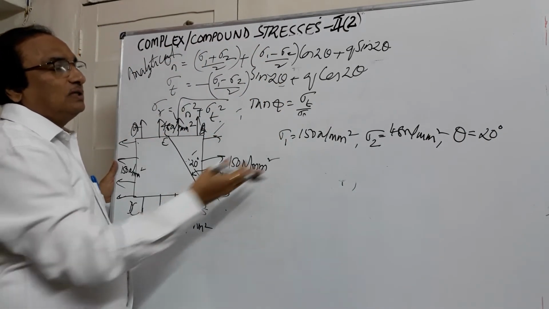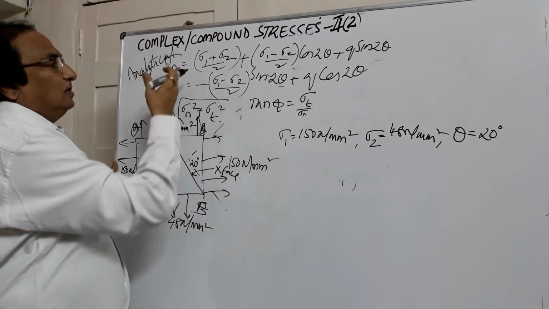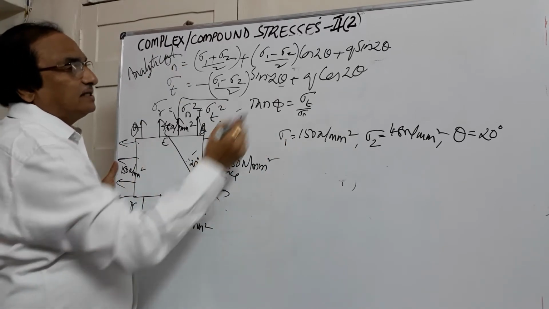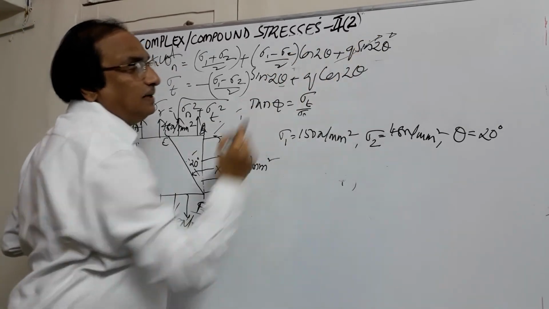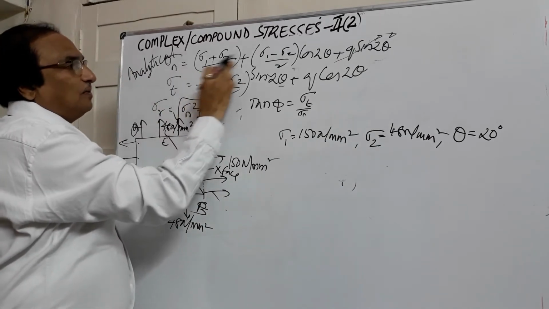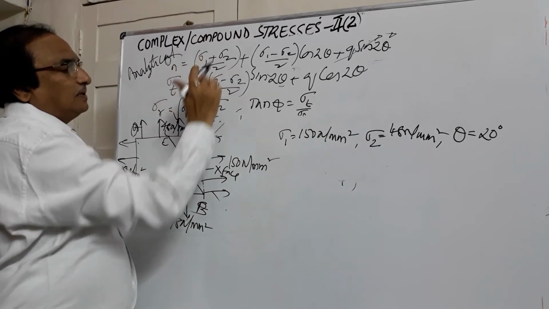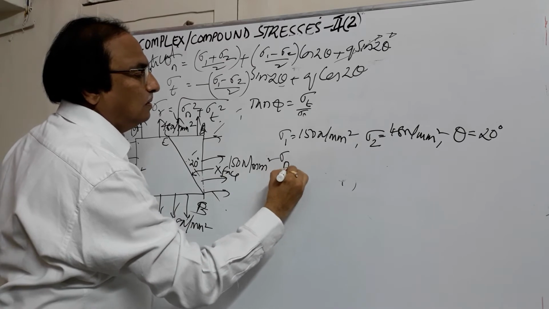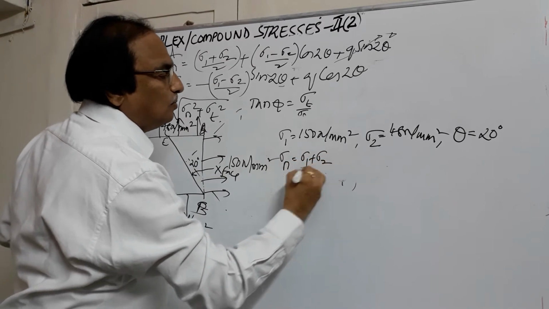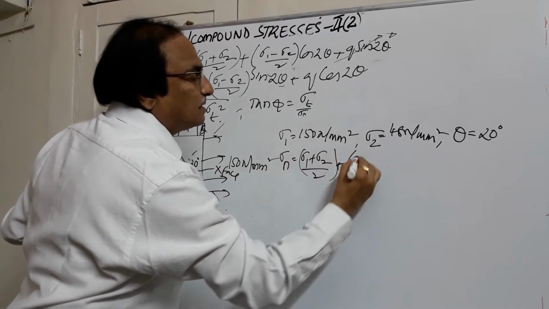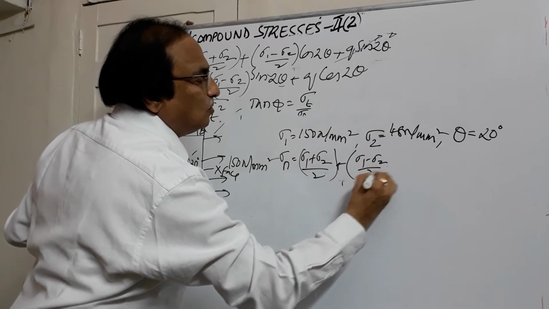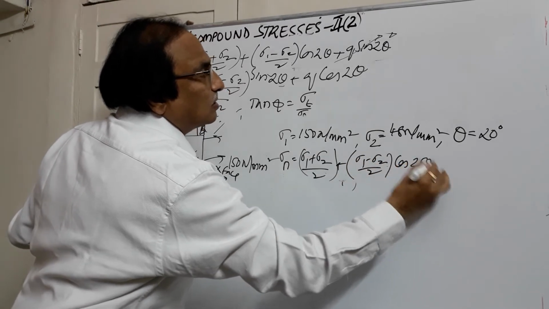So the data is enough for using the formula. In this case there is no shear stress, so this part will be 0. So we will be using this formula only: sigma n is equal to (sigma 1 plus sigma 2) by 2 plus (sigma 1 minus sigma 2) by 2 cos 2 theta. That's all. Q is not there.